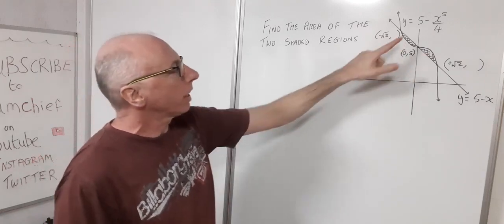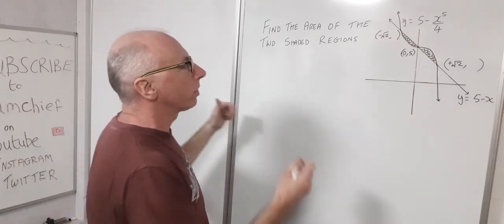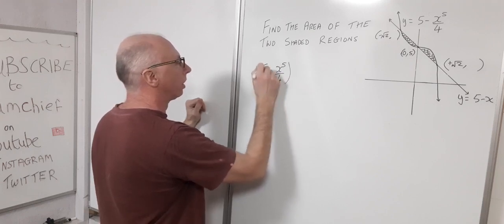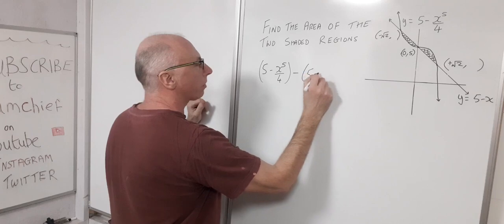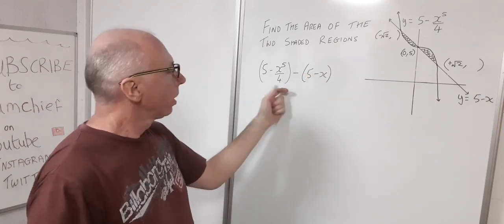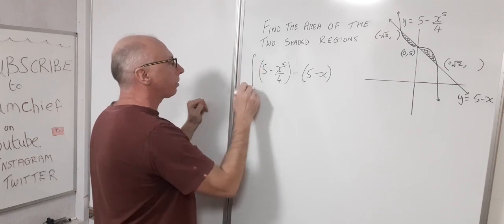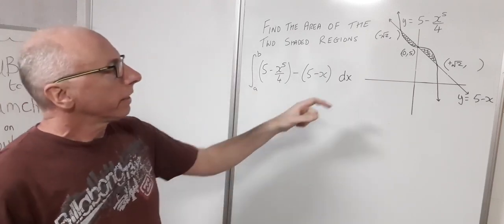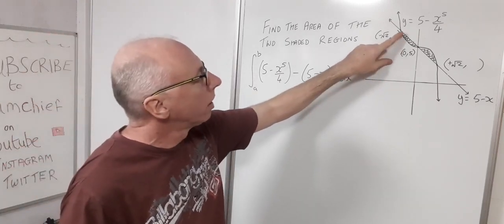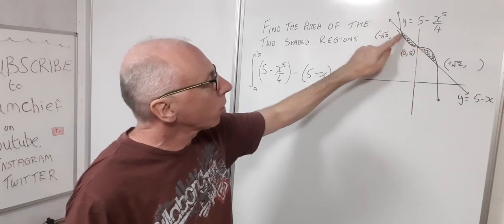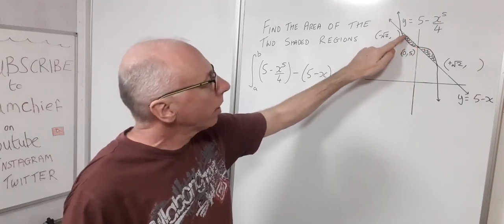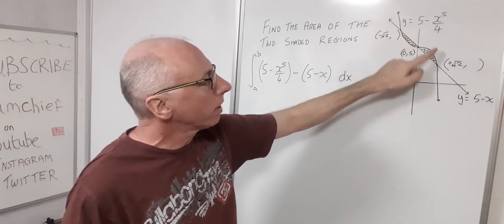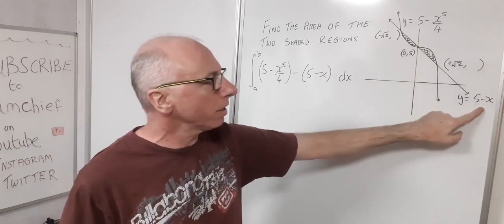Now normally what you do is you take one function and subtract the other. So let's write that: 5 minus x to the 5 over 4, and subtract 5 minus x, so that's our two functions. The difference between the two functions, and integrate from a to b with regards to x. In this case, we'll see here our y equals 5 minus x to the 5, our quintic, is less than 5 minus x for negative values of x. But for positive values of x, our quintic is larger than 5 minus x.